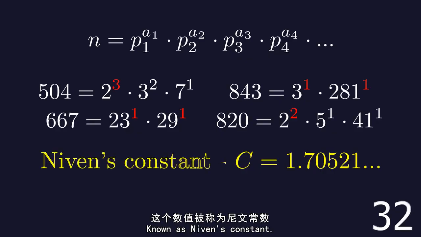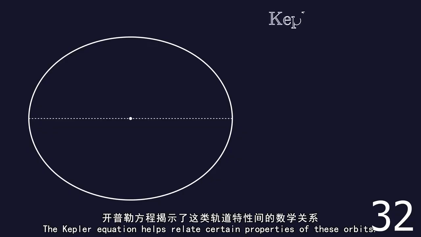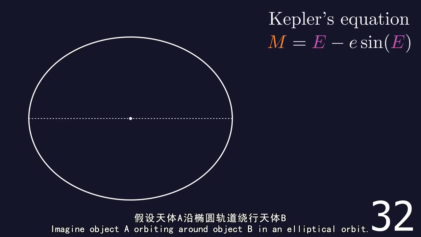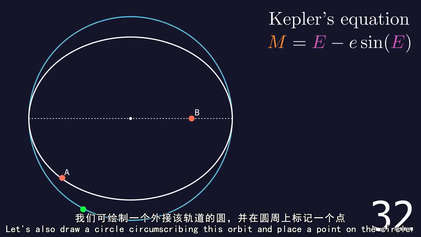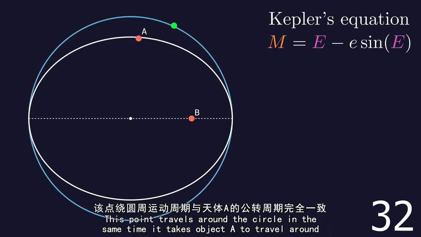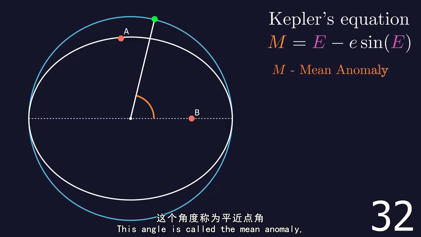Objects in space usually have orbits in the shape of an ellipse. The Kepler equation helps relate certain properties of these orbits. Imagine object A orbiting around object B in an elliptical orbit. Let's also draw a circle circumscribing this orbit and place a point on the circle. This point travels around the circle in the same time it takes object A to travel around its orbit. This angle is called the mean anomaly, represented by the capital letter M.